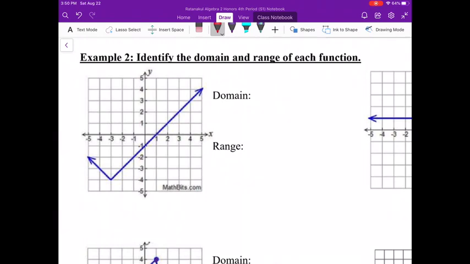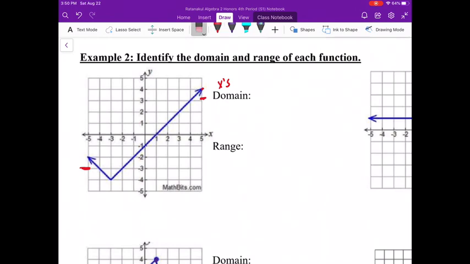So in this example, we need to identify the domain and range. Remember, domain refers to your x's. So you're going to read your graph from left to right. You're thinking about where is the graph going on this left side? Is it continuing or is it stopping at the -5? And where is your graph going on the right side? Is it continuing or is it stopping right here at this point?